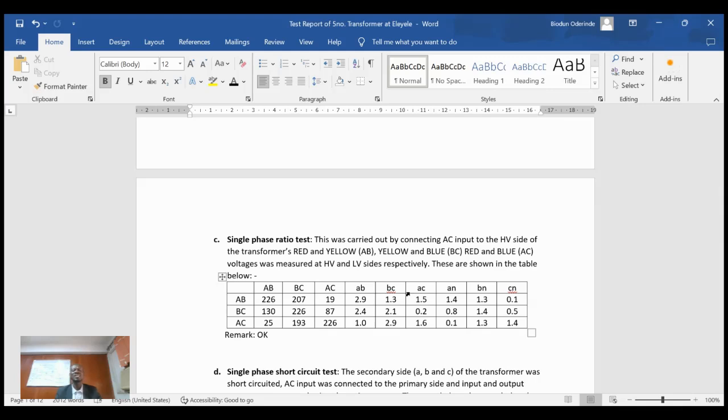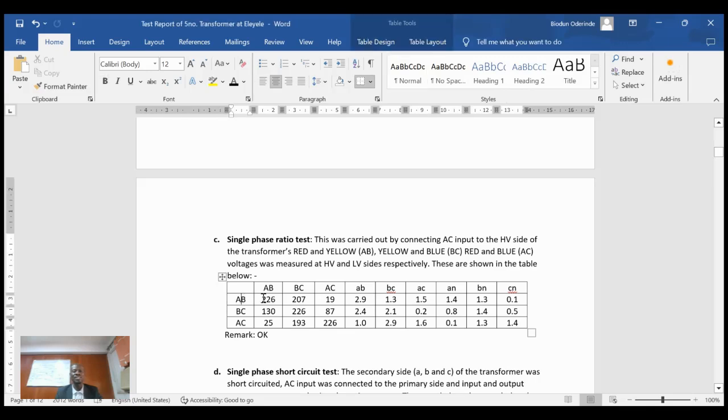Now, what is the interpretation? How can you analyze it? How are you going to know whether this one passes the ratio test or not? The first thing you need to look at is the supply voltage, because we connect the supply on A and B, red and blue. So when you measure it on red and blue, you see your full voltage there. This is the voltage coming from the transformer, because you can only see it here because you connect it to A and B. Now on B and C, you see 207, and on A and C you see 19.